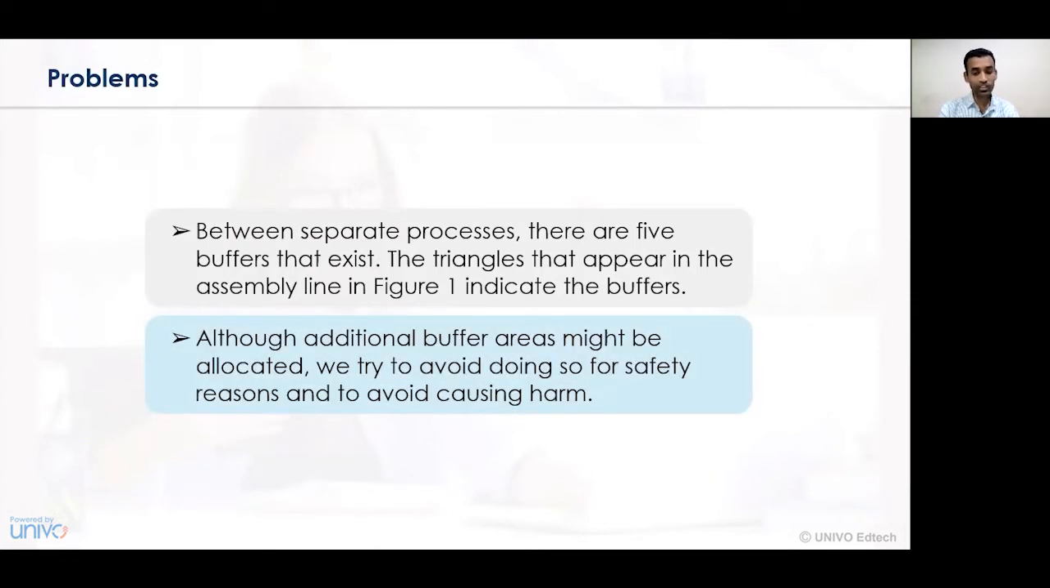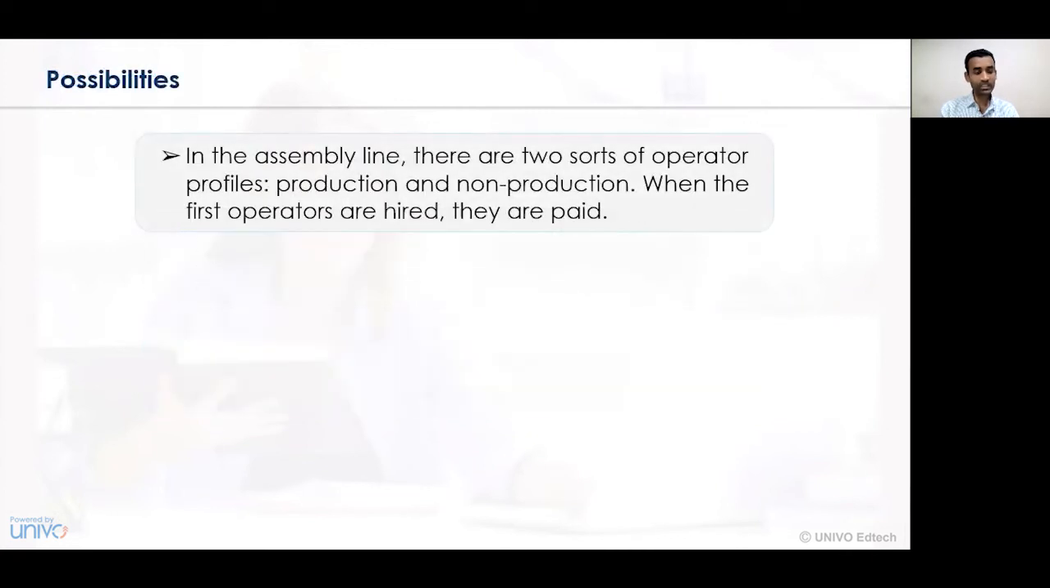Although additional buffer areas might be allocated, we try to avoid doing so for safety reasons and to avoid causing harm. So in this case, how many buffers should be deployed in a particular organization or assembly line needs to be identified, and accordingly the series of activities should be undertaken.